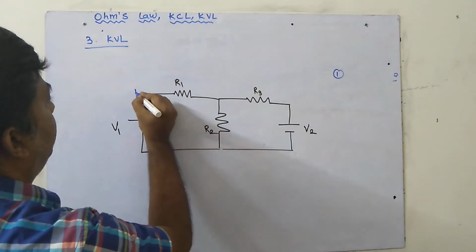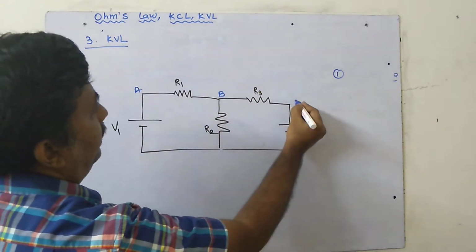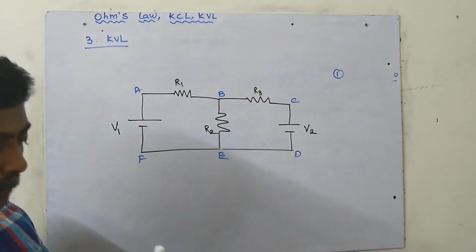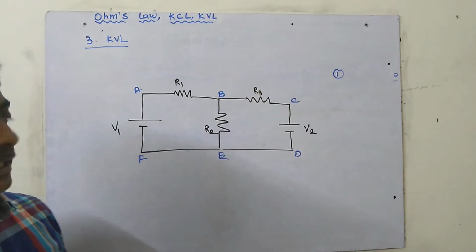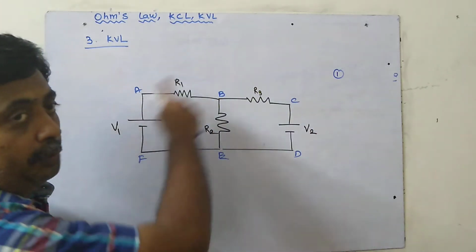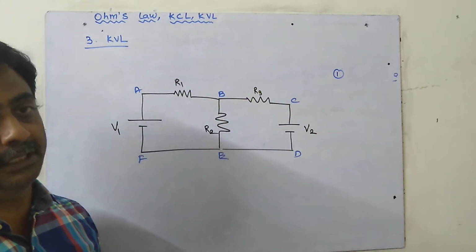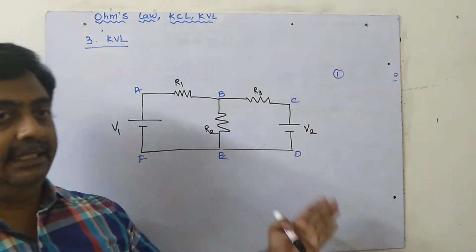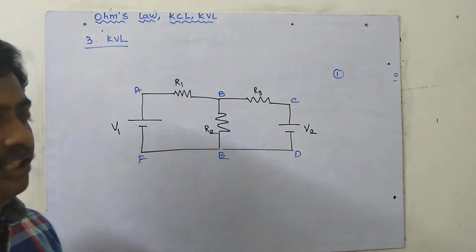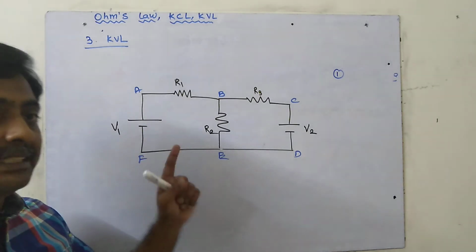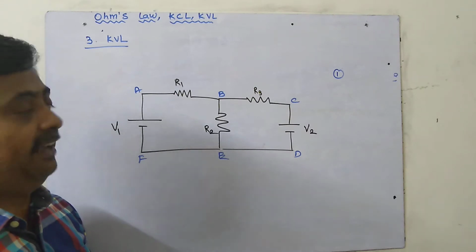Just I will put this as A, B, C, D, E, F. So how many closed paths are there? There are 3 closed paths. One closed path, second closed path and the third closed path. So this is called 3 loops are there. Mesh means a loop which cannot be divided. That is called mesh. So here we are having 2 meshes. So we are going for mesh analysis. This is mesh analysis, or KVL we are applying.